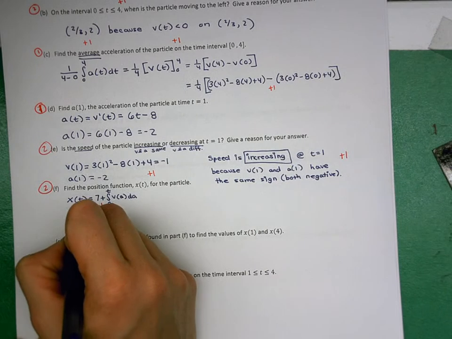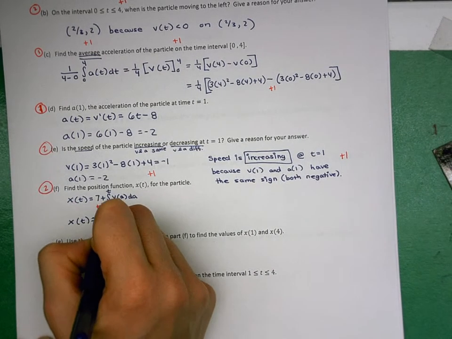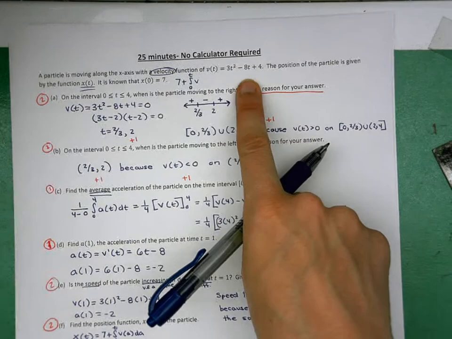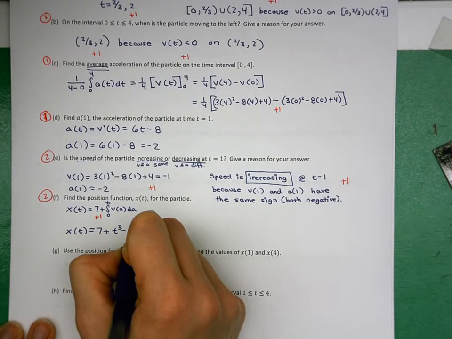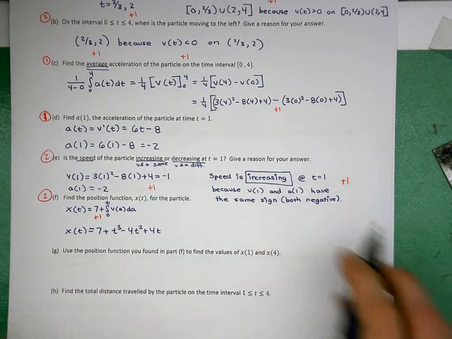And so we're going to go ahead and take the integral of our velocity here. The integral of velocity, 3t squared minus 8t plus 4, is t cubed minus 4t squared plus 4t, if we integrated each of them, and that would have been your second point.